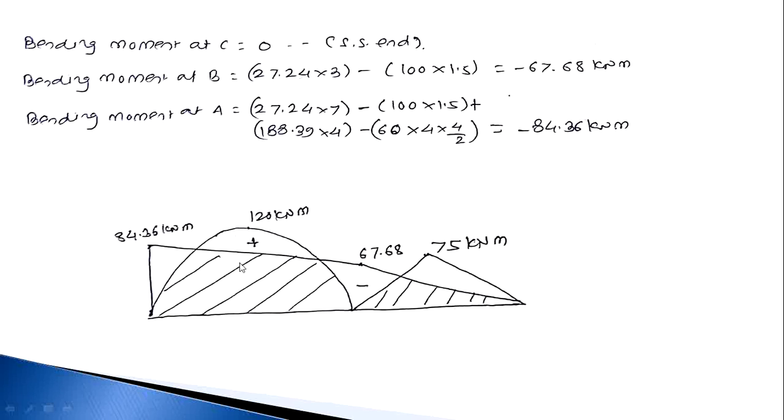The overlap of the free BM with the support moment we cancel, and this is the baseline. Above the baseline the bending moment value is positive, below the baseline the bending moment value is negative. So this is the final BMD for the given beam.